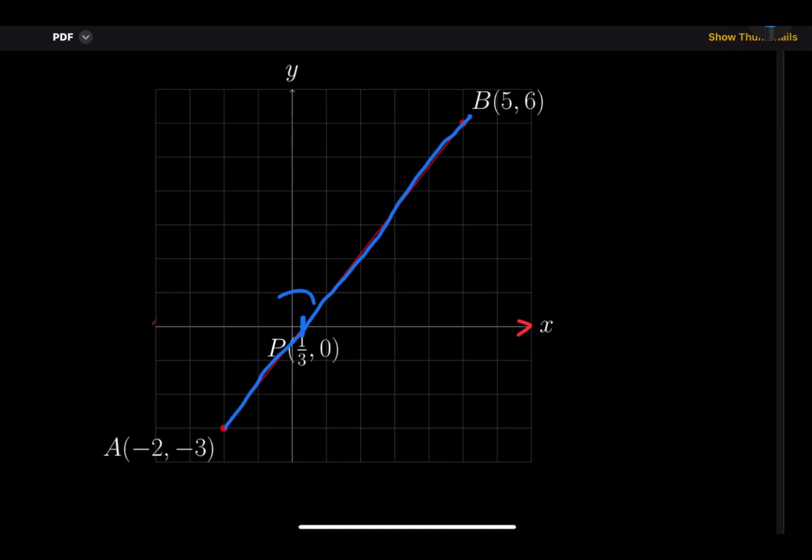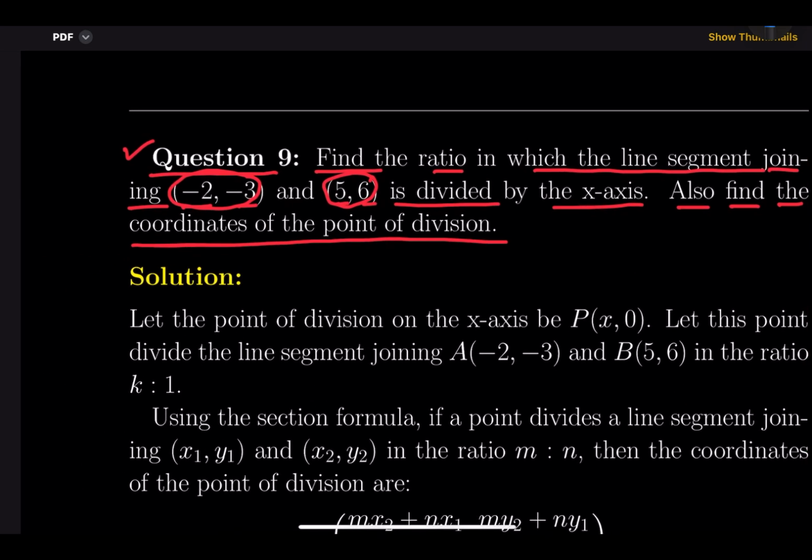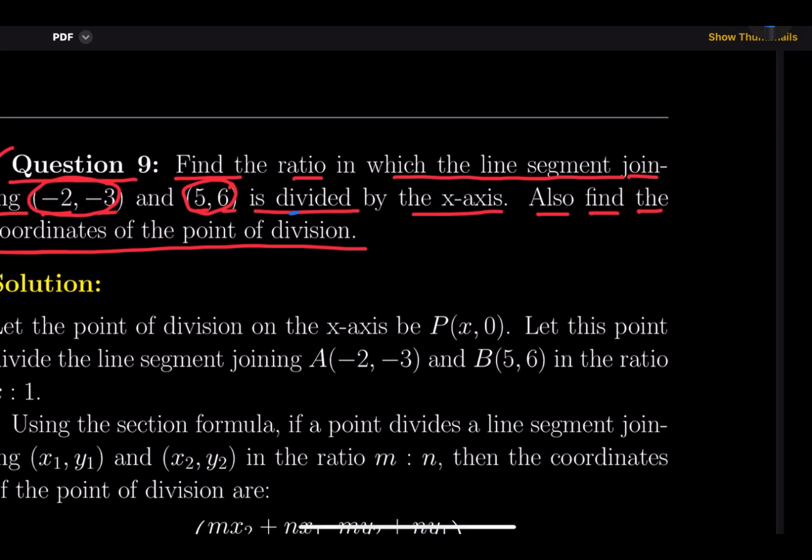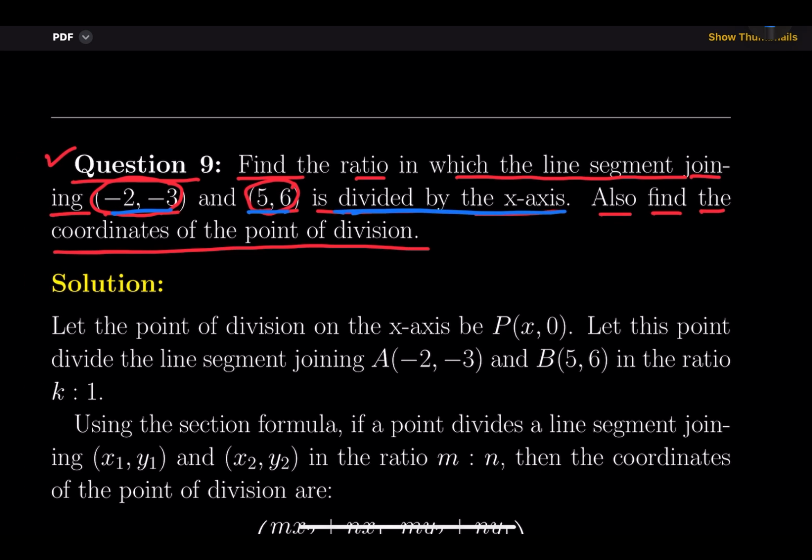Where, sir? Here. Can you see this point? It will touch the x-axis. This is my x-axis, right? So this line will touch the x-axis. So the segment is divided by the x-axis. The question says these 2 points are divided by the x-axis. So what do we need to find out? We need to find out the ratio.